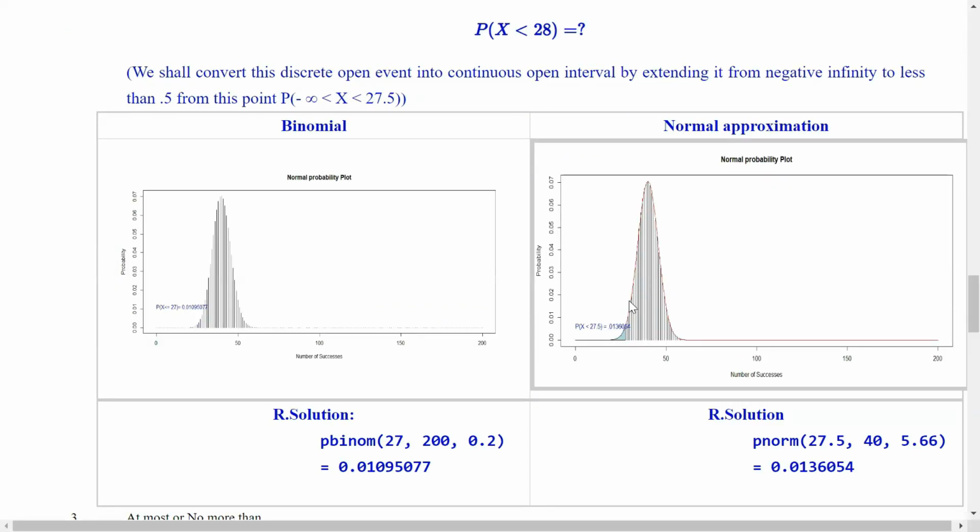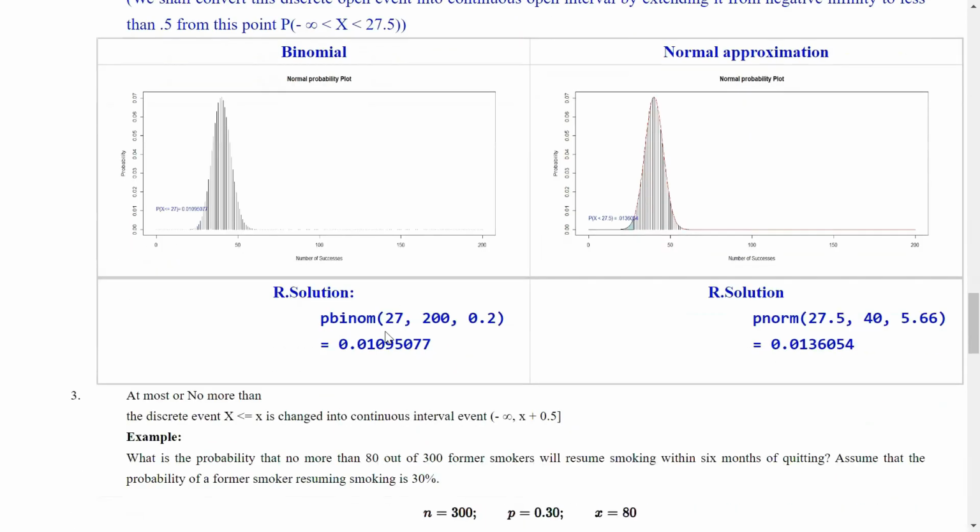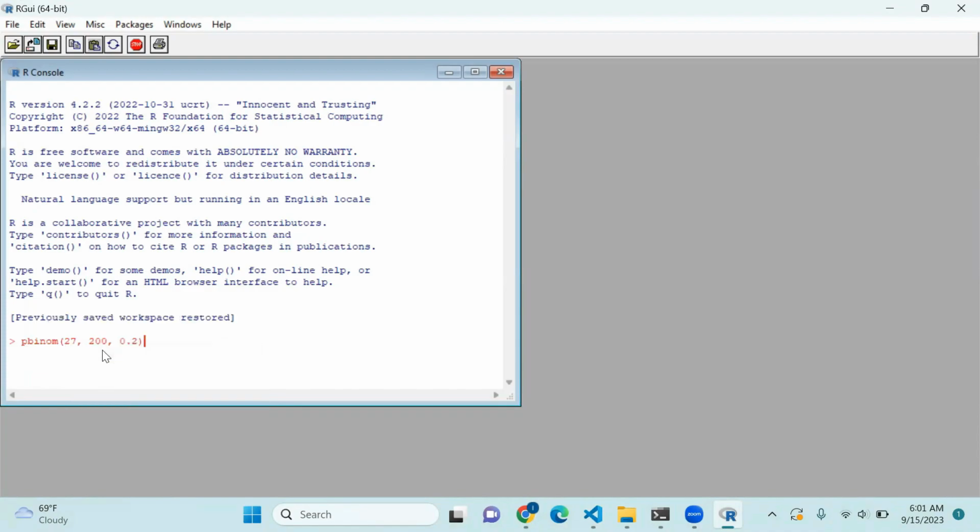Equivalently, in this normal distribution, the probability equals the computed area in the interval ranging from minus infinity to 27.5 under the normal curve as shown in this figure. Below each figure, our solution is given. If we copy this binomial command and paste at the R console, we get the result printed at the R console.